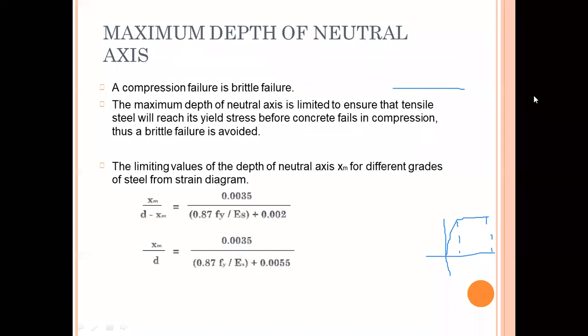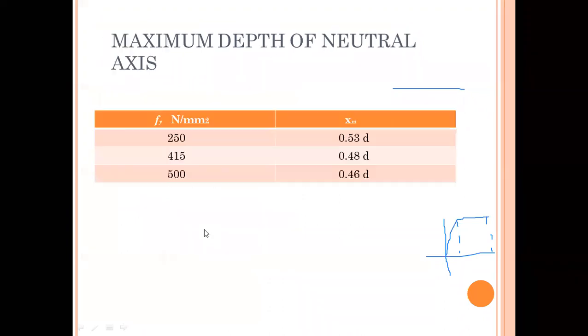And then the maximum depth of the neutral axis, XU max. Just as we found the critical neutral axis earlier, here also we will find the critical neutral axis. So the maximum value you will get from the strain diagram. If you consider the strain diagram, from similarity of triangles you will get this.